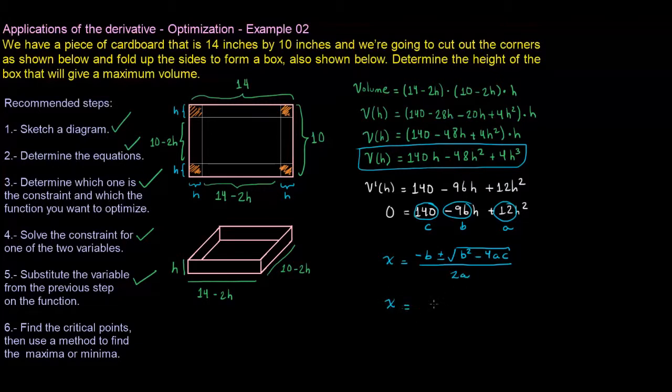It will be h equal to negative b. I'm just going to sign it out; I'm not going to solve it fully in detail. Feel free to do it on your own. Here will be plus or minus the square root of negative 96 squared minus 4 times a, which is 12, times 140. This is all above 2 times a, which is 12.